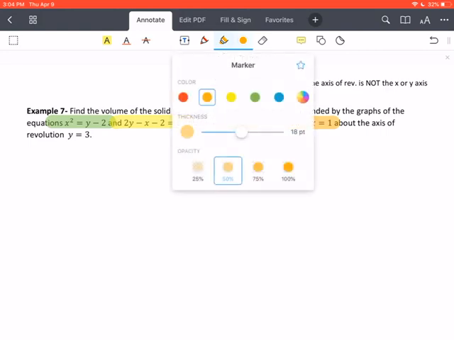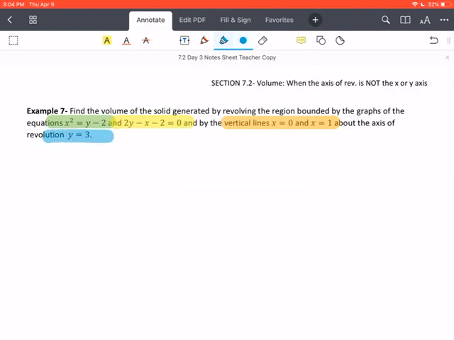And our axis of revolution is y equals 3. And that's huge because we know y equals 3 is going to be horizontal. So immediately when I think horizontal, I know my functions need to be in normal y equals form. Are they in y equals form? No. So that might be the first thing that I'm going to do.